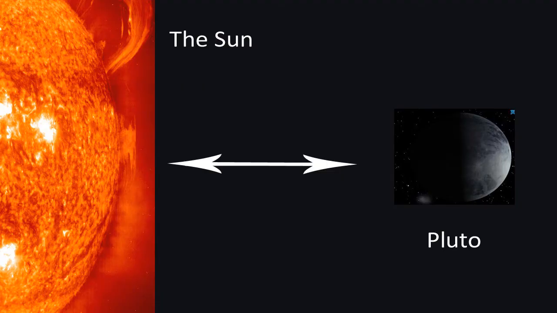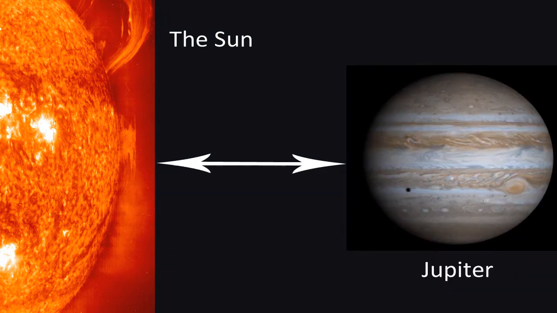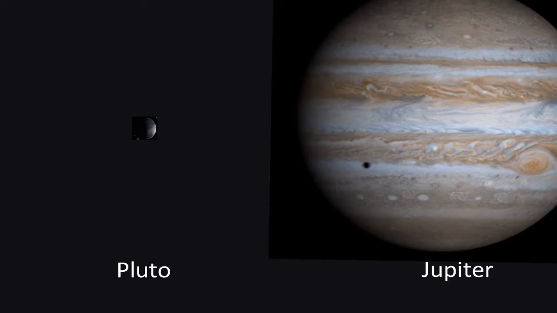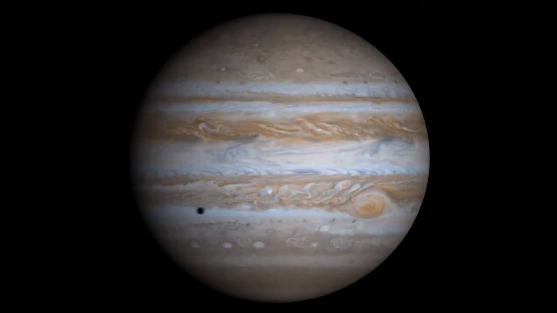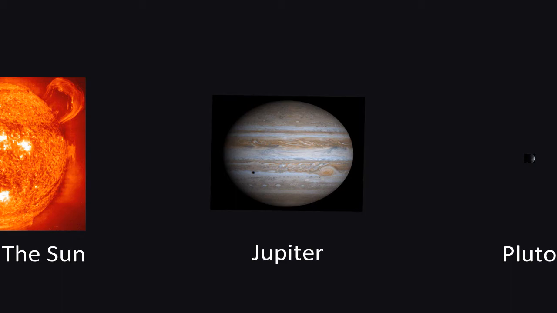For example, compared to the gravitational pull of the sun to Pluto, the pull of gravity of the sun to Jupiter is huge. Jupiter is much larger in size than Pluto. Jupiter is also much closer to the sun than Pluto is.